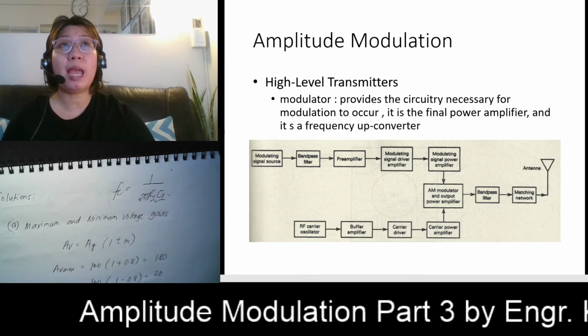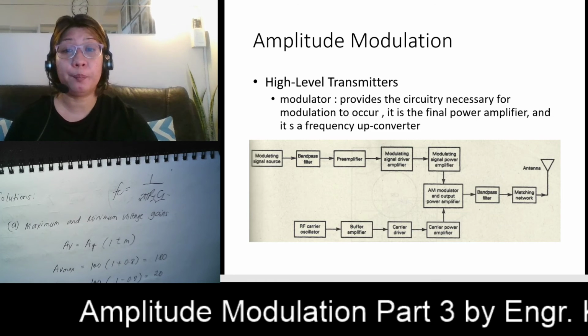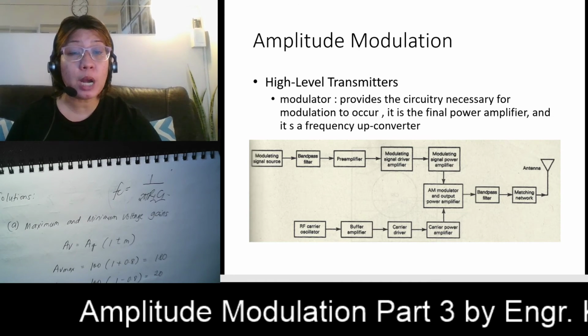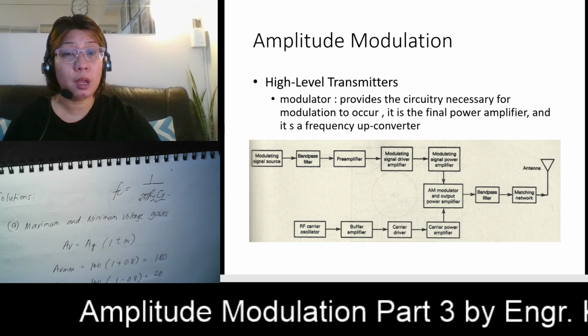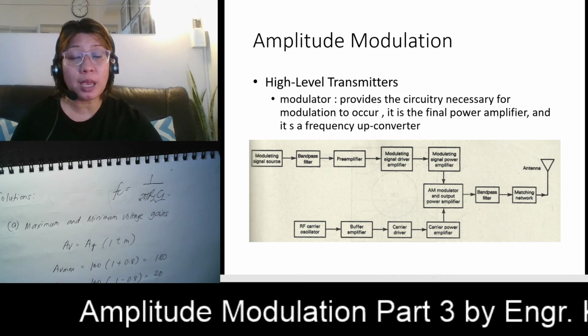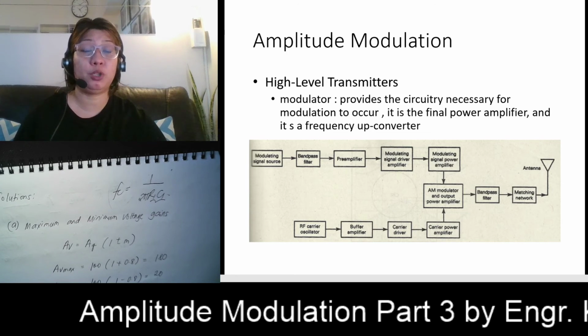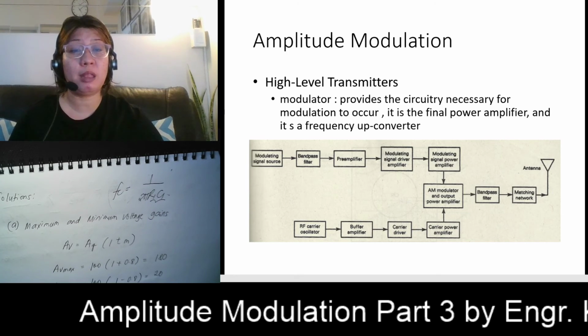For high-level transmitters, no more amplification after your modulation process. After the modulator, it is already assumed that your signal is strong enough for transmission. It is already strong enough and ready to be transmitted.